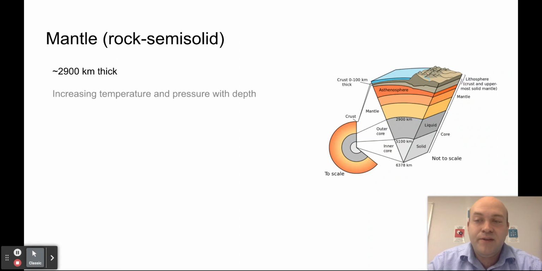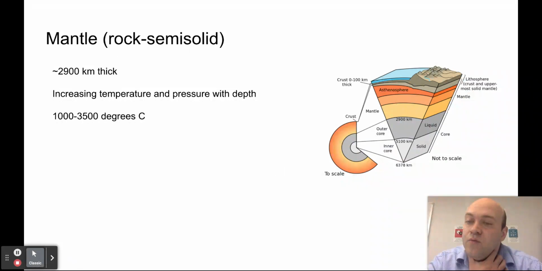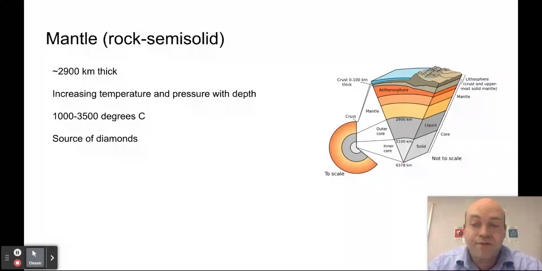Again, that varies quite a bit. And the deeper we go, the hotter it gets and the higher the pressure is. Right at the base of the crust, we're looking at about 1,000 degrees Celsius, and then that just increases the farther we go, all the way up to about 3,500 degrees Celsius where the mantle meets the core. The mantle is where diamonds come from. They're formed down there in the presence of all that pressure, and then they come up in the lava flows.